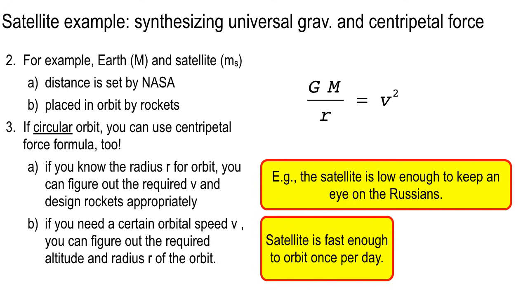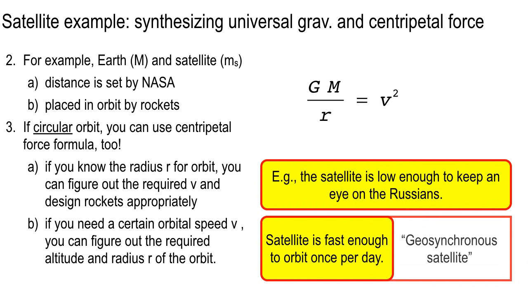All right, and you'll get your orbital V. So a satellite, now here's a special example of that. Something that we do all the time. A satellite that is fast enough to orbit once per day. All right, and that's what we call a geosynchronous satellite. A geosynchronous satellite is a communication satellite.